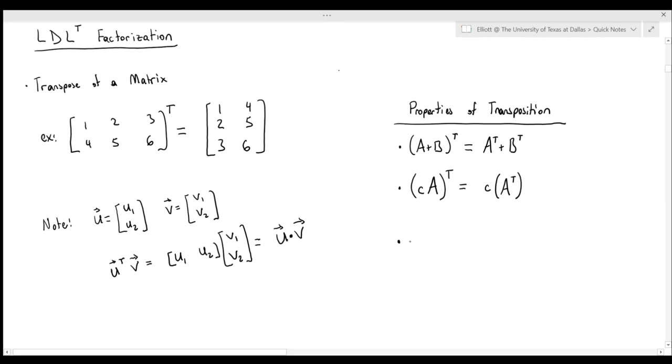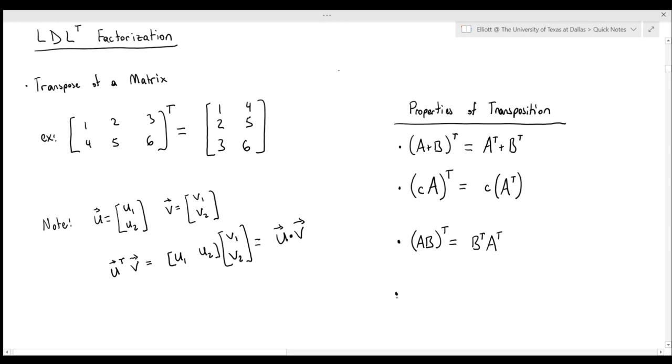Now, a more interesting property is when you transpose a product. When you transpose a product, you can transpose each matrix individually, but you also reverse the order of them. So when you transpose AB, it's going to be B transpose first, and then times A transpose second. Okay?